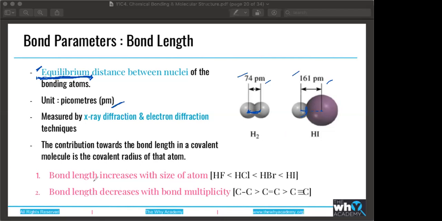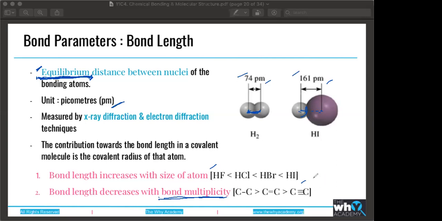Trend of bond length: bond length increases with the size of the atom. This is pretty logical. If you have a bigger atom, then obviously bond length will also increase because the nucleus will be farther away. Bond length decreases with bond multiplicity. So bond multiplicity means single bond versus double bond versus triple bond. The more number of electrons that are being shared between two atoms, the shorter the bond length is going to be.